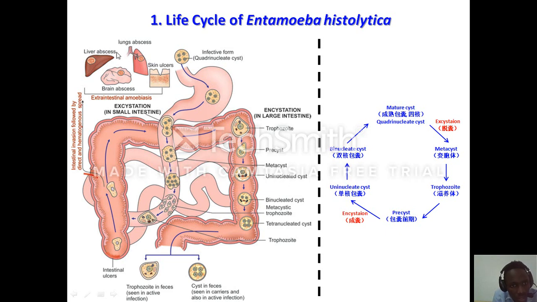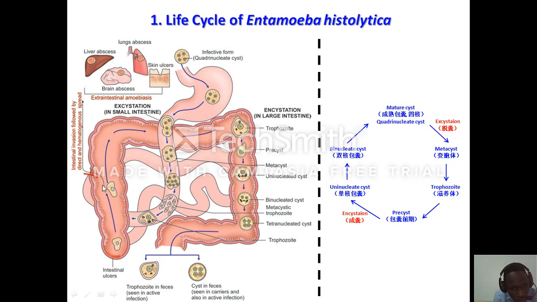Now, at the liver, they cause what we call a liver abscess. And then at the brain, they can also cause a brain abscess. So these Entamoeba histolytica, you have to take very good note of them. Once they reach the liver, they can cause a liver abscess. The brain, they can cause a brain abscess. The lungs, they can cause a lung abscess, and then the skin, they can cause ulcerations, that's skin ulcers.